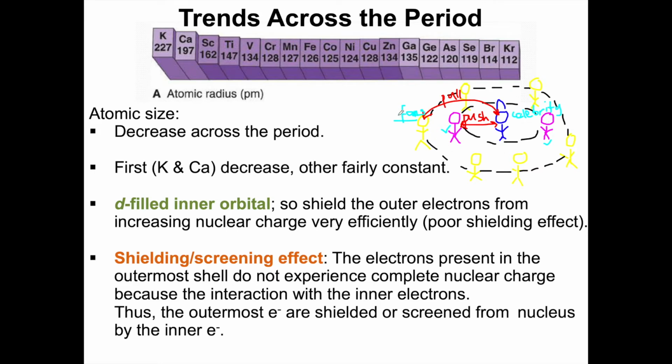This is what we call the shielding effect. These are the electrons present in the outermost shell. The outermost shell electrons do not experience the complete nuclear charge or complete nuclear attraction between the outermost electrons and the nucleus because of the interaction with the inner electrons here. Thus, the outermost electrons are shielded or screened from the nucleus by the inner electrons. So from this description, you can relate to this diagram.